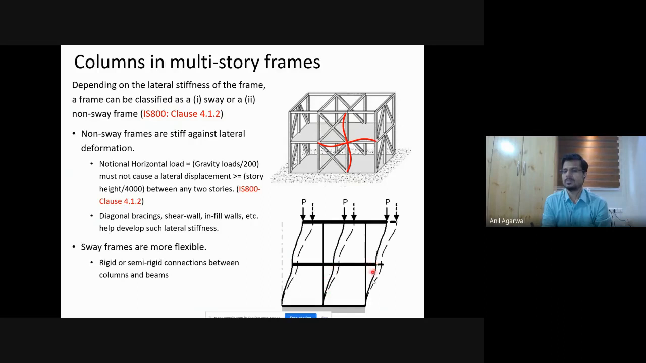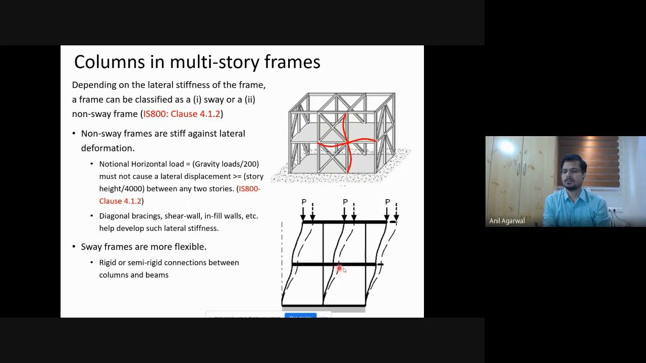Alternatively, another type of framing system is the sway framing system. So the first one is the non-sway or braced framing system. The other one is the sway framing system. A sway framing system is relatively more flexible against lateral load, so if you apply any lateral load, it will deform more. And there are limits given for this. If you go to clause 4.1.2, it prescribes the limits. You apply some nominal lateral load, the values are given, and then measure or calculate how much the lateral drift is. If the lateral drift is more than story height divided by 4,000 between two stories, then it is classified as a sway frame.